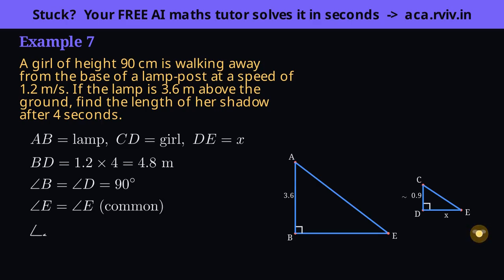Two pairs of equal angles is all the criterion asks for. So triangle ABE is similar to triangle CDE. Now we are licensed to write a proportion between their sides.